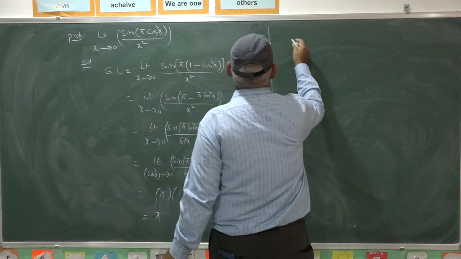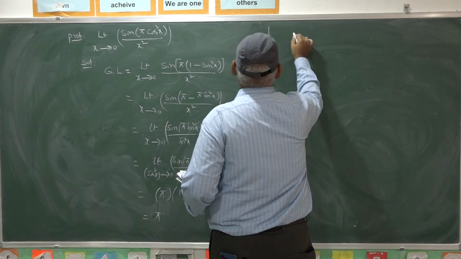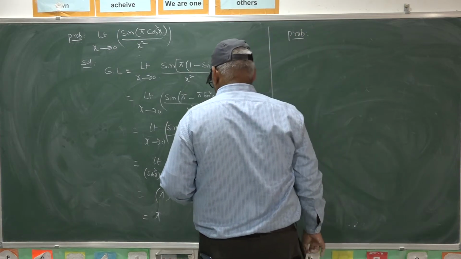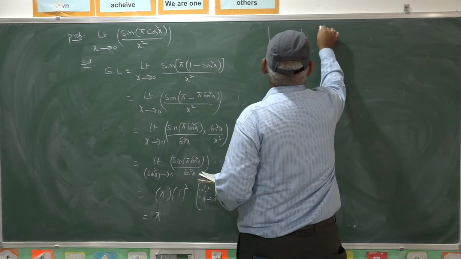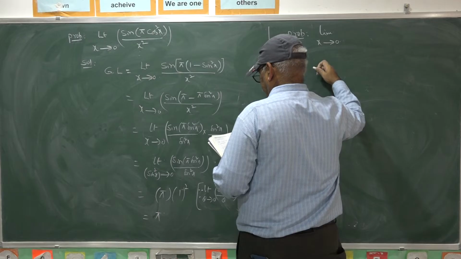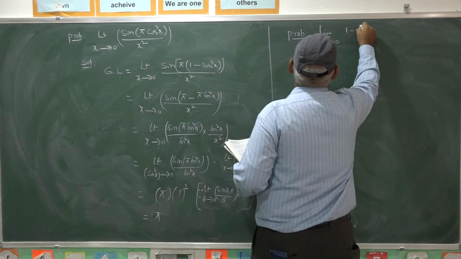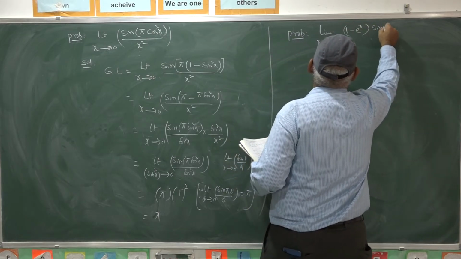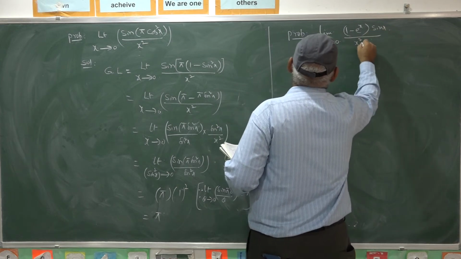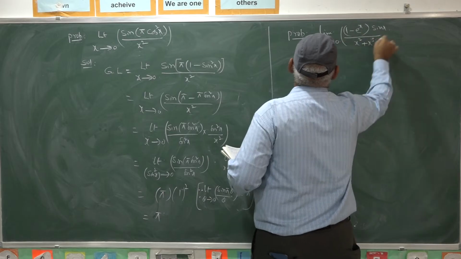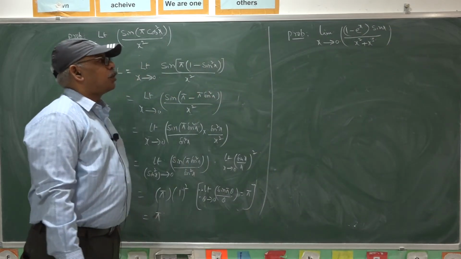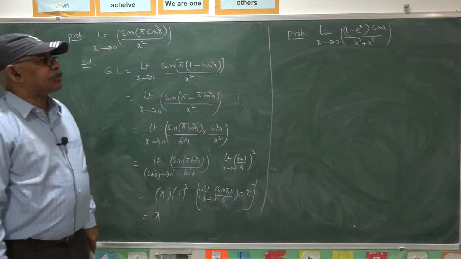Once this is given in an objective state board examination: limit as x goes to 0, (1 minus e power x) sin x by (x square plus x cube). Limit as x goes to 0, (1 minus e power x) sin x by (x square plus x cube).